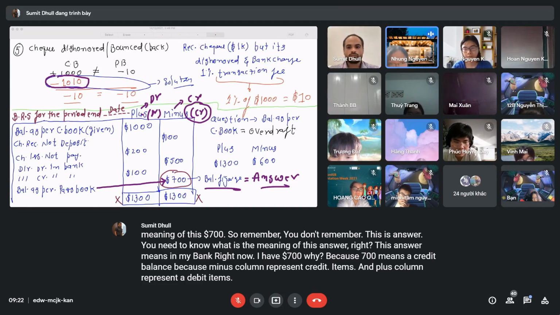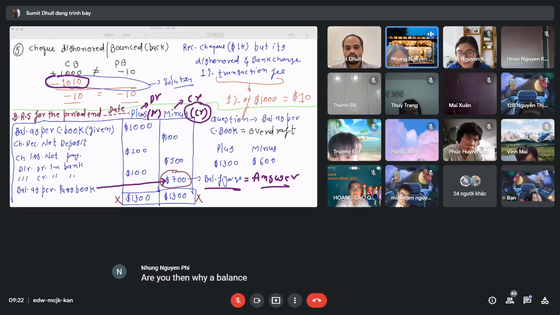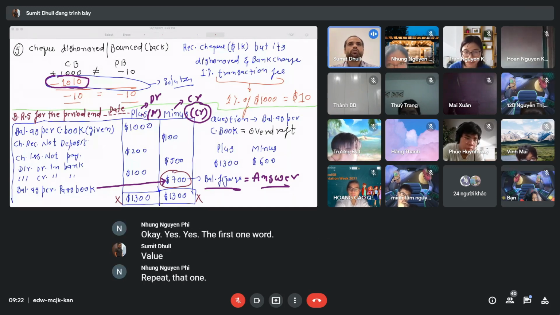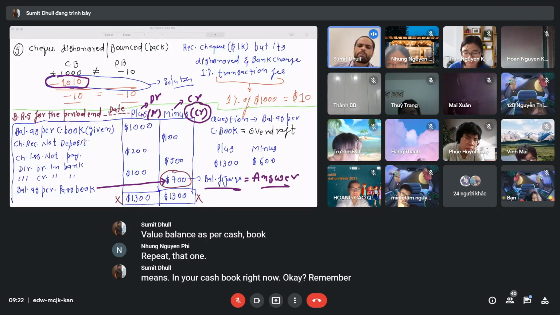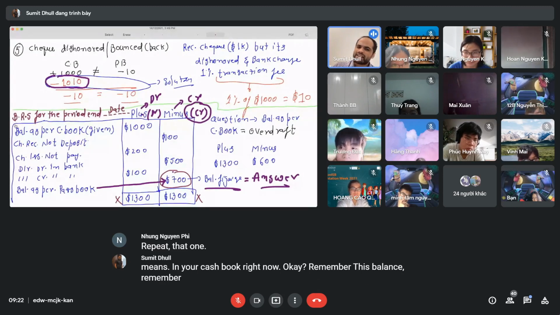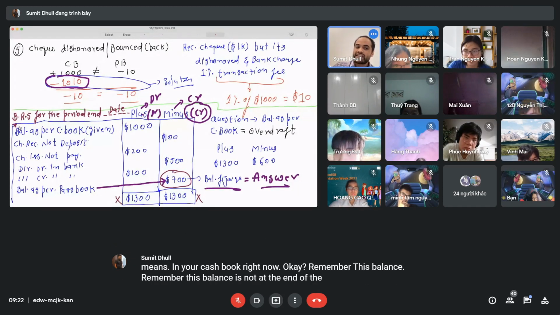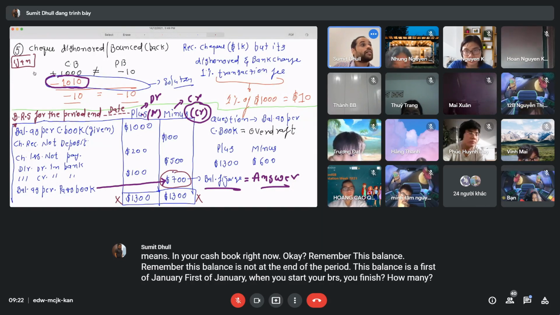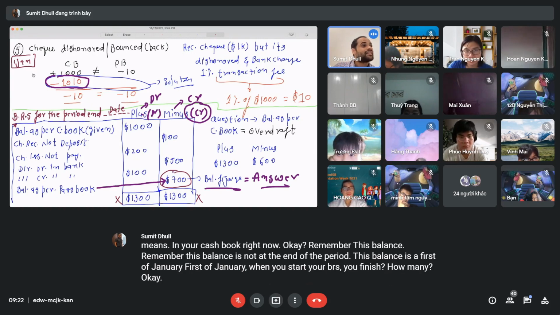Teacher, can you explain again why the balance as per cash book is debit 1,000? Okay. The first one was the debit one. Balance as per cash book means in your cash book right now. Remember, this balance is not at the end of the period. This balance is at the 1st of January, when you start your BRS.